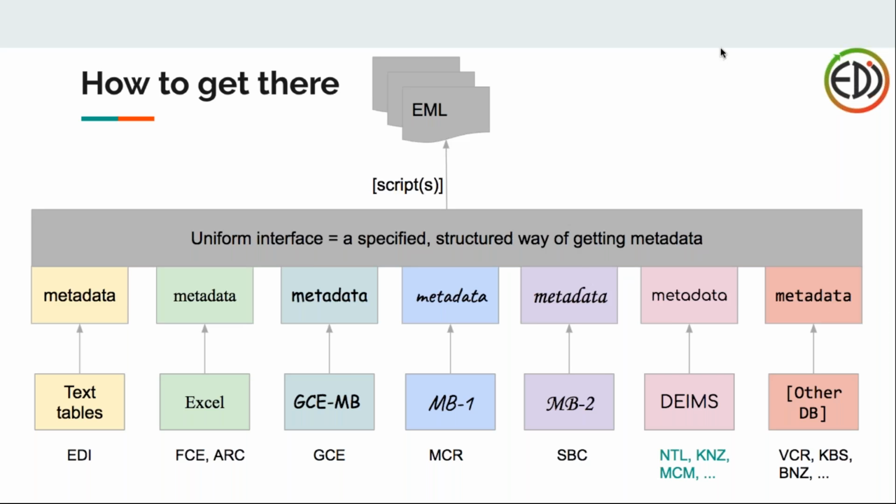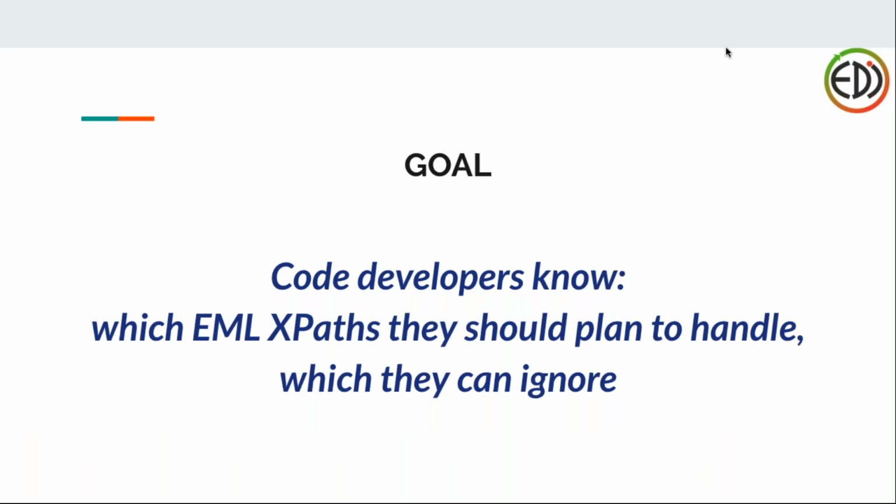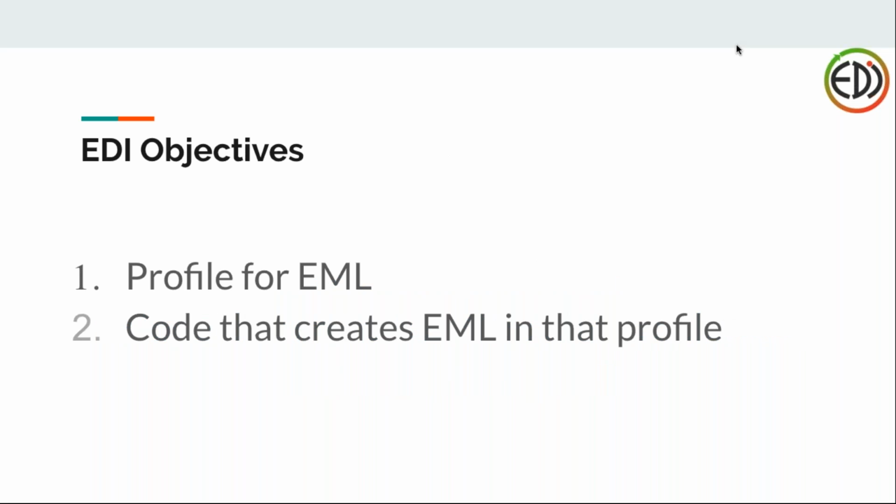So basically, the goal is that code developers know what EML XPaths they should plan to handle and which ones they can safely ignore, because there probably are quite a few. Any of you who've looked at EML in great detail have seen that you have a lot of flexibility, and if you're creative, as I know you all are, you played with a lot of these places, and we know what's in your EML.